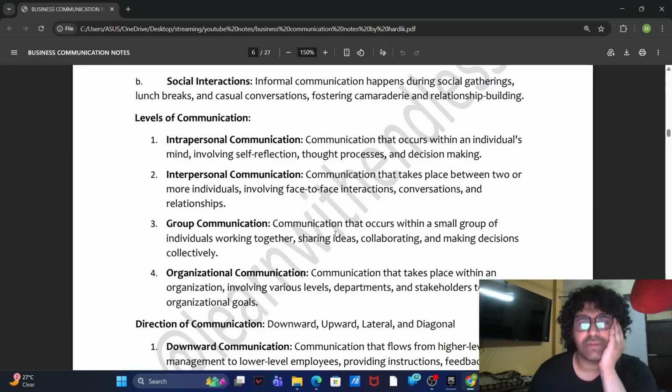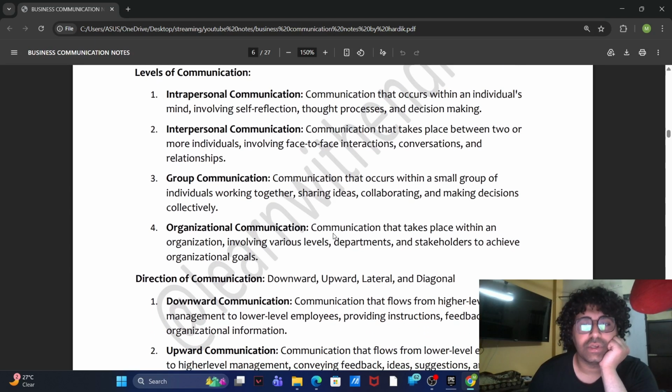Let's go through intrapersonal communication first. Communication that occurs within an individual's mind, involving self-reflection, thought process, and decision making. Interpersonal communication. Communication that takes place between two or more individuals, involving face-to-face interactions, conversations, and relationships.